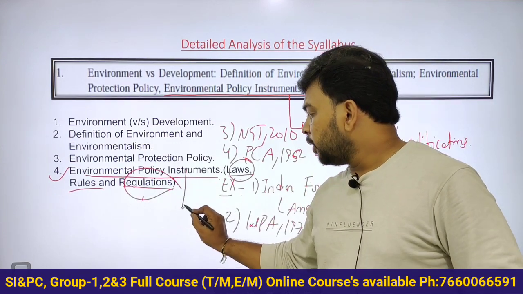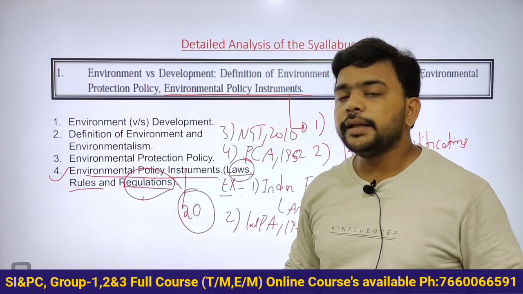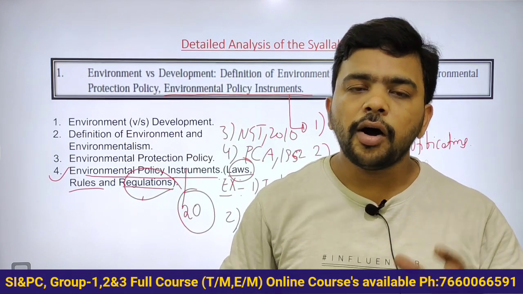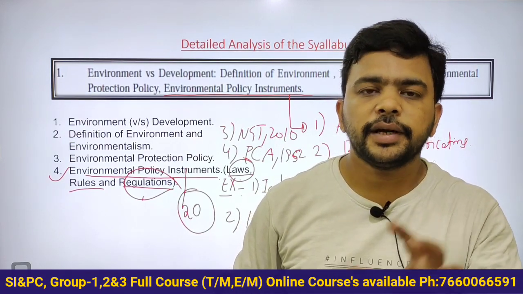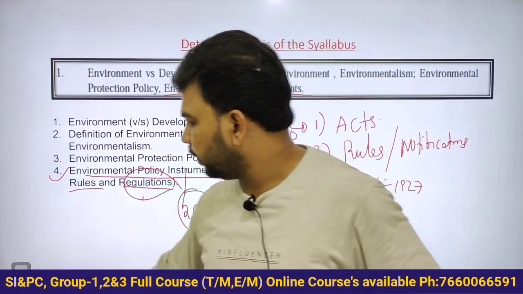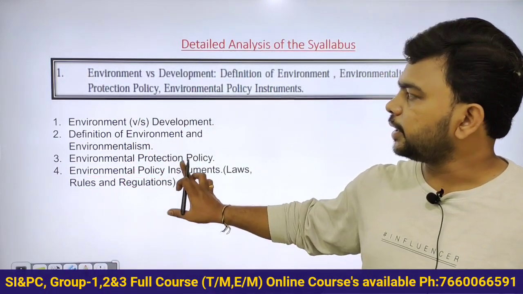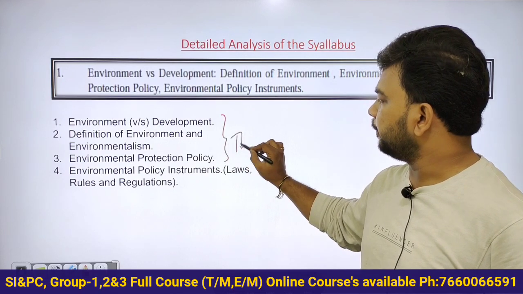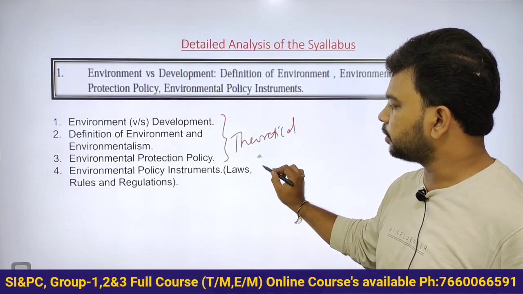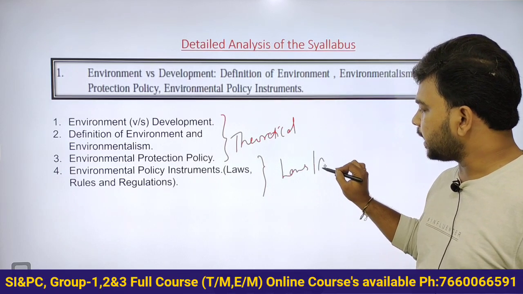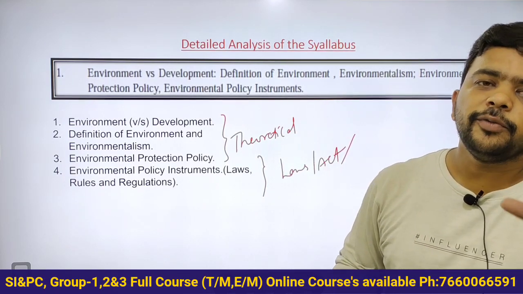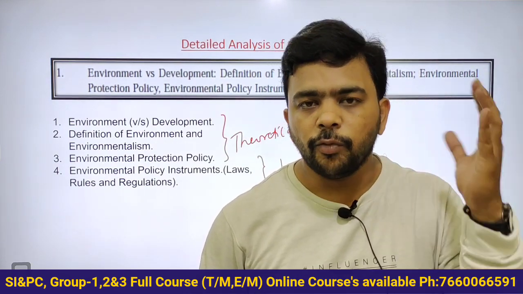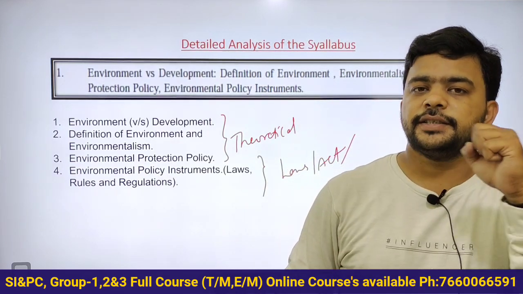There are around 20 environmental laws, rules and regulations passed by the Indian Parliament or the Government of India. All of them we will discuss in the class. Understand that very clearly. So environmental policy instruments, I hope you understood this. The first 3 chapters of the first unit are theoretical in nature, and the fourth chapter is laws or acts, rules and regulations related to environment protection in India. Understand that. You have the Air Act, you have the Water Act, you have the Environment Protection Act 1986.